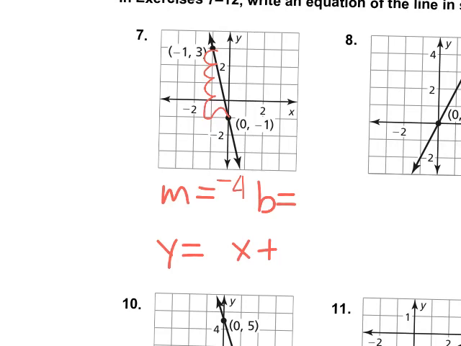My y-intercept, this is my y-axis right here, right? This is my up and down axis. So I'm looking for a y-intercept is where my line intercepts the y-axis or intersects the y-axis. So that's right here at negative 1. So my b here is going to be negative 1. So then I plug straight into my formula. Y equals negative 4x plus a negative 1 is the same thing as just minus 1. You can write it as minus 1 if you want. Okay, let's look at 8.